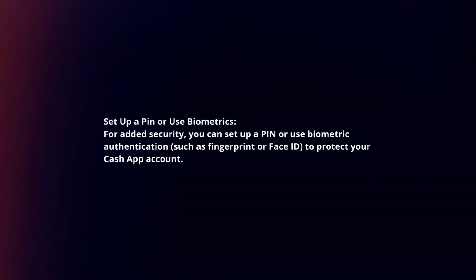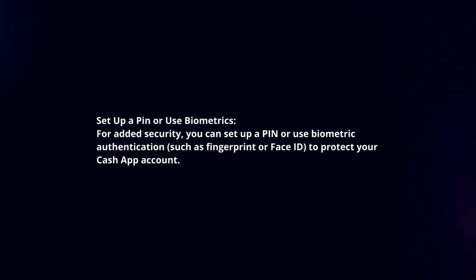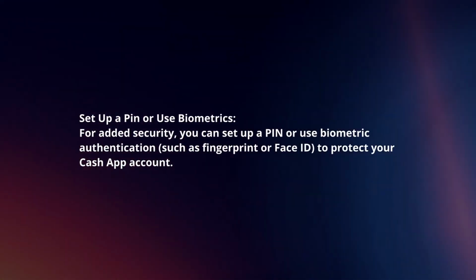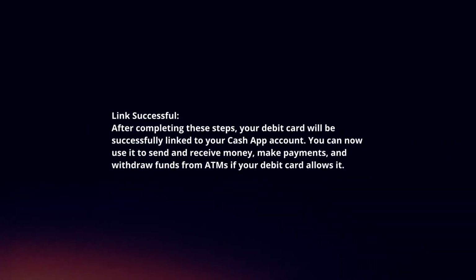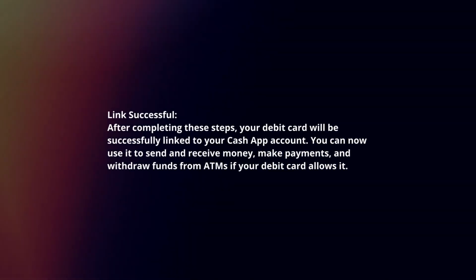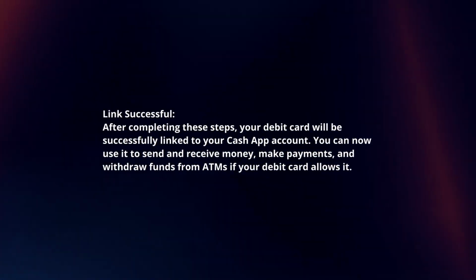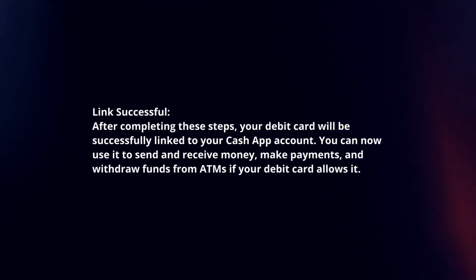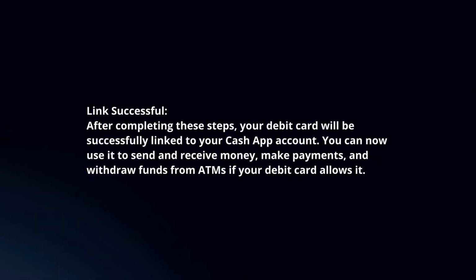Set up a PIN or use biometrics. For added security, you can set up a PIN or use biometric authentication to protect your Cash App account. Link successful. After completing these steps, your debit card will be successfully linked to your Cash App account. You can now use it to send and receive money, make payments, and withdraw funds from ATMs if your debit card allows it.